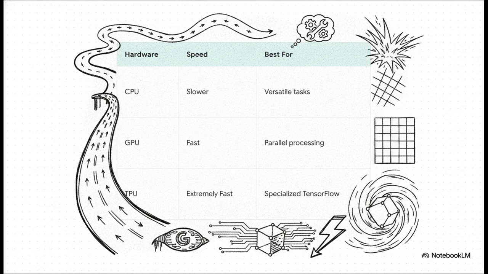Finally, we have the TPU. These are highly specialized hardware accelerators designed specifically by Google for deep learning. They offer extreme speed but require very specific, tailored setups.